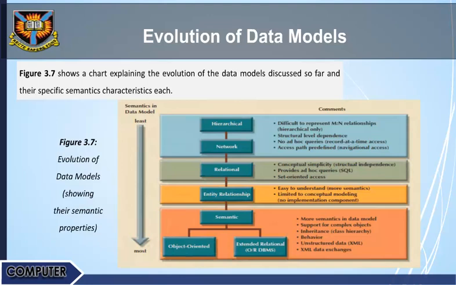Network. Relational: conceptual simplicity, structural independence, provides ad hoc queries, SQL, set-oriented access. Entity relationship: easy to understand, more semantics, limited to conceptual modeling, no implementation component. Semantic to object-oriented to extended relational, ORDBMS: more semantics in data model, support for complex objects, inheritance, class hierarchy, behavior, unstructured data, XML data exchanges.